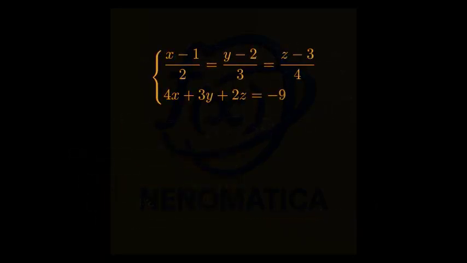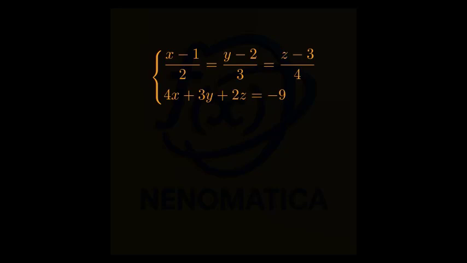Here is our problem. Three fractions are equal. (x - 1)/2 equals (y - 2)/3 equals (z - 3)/4. We also know that 4x plus 3y plus 2z equals -9.